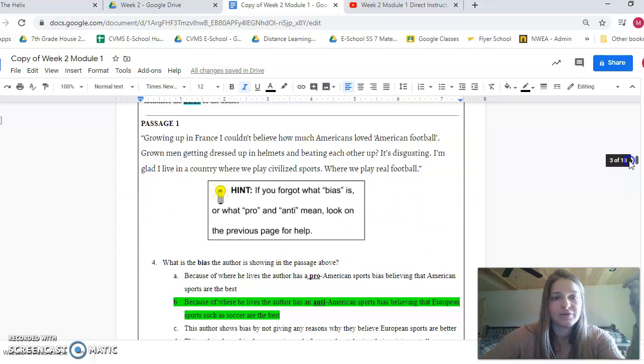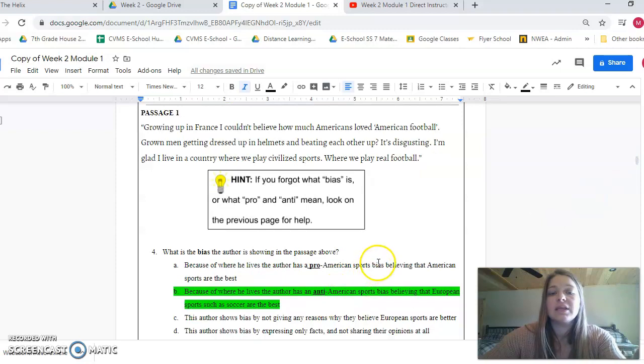So let's look at number 4. So let's look at the author. What is the bias the author is showing in the passage above? A, because of where he lives, the author has a pro-American bias, believing that American sports are best. Based off of this, do we think that he thinks American sports and American football is the best? I'm hoping you all are answering no out loud, because he is actually calling American football disgusting, right? So he is not pro or does not like American sports.